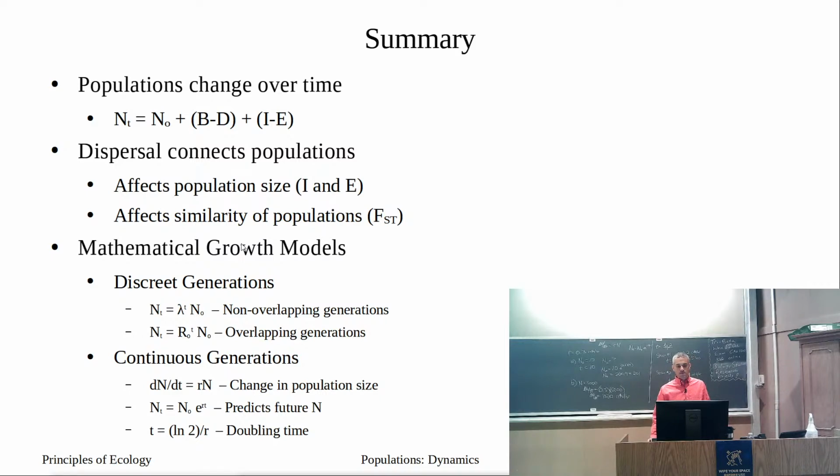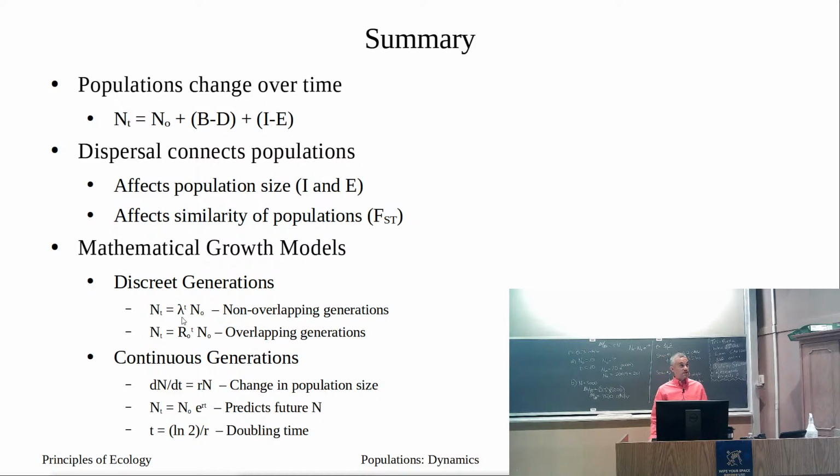We then introduced our mathematical population growth models, and we broke it up between discrete generations and continuous generations. If we're working with discrete generations, then we're using one of these equations, and the equations are basically the same. The format's the same. Our population size at time t is equal to our growth parameter raised to the t times our starting population size. The growth parameter is the one that changes. If we have non-overlapping generations, we're using lambda, our finite rate of increase. If we have overlapping generations, we use R naught, the net reproductive rate.